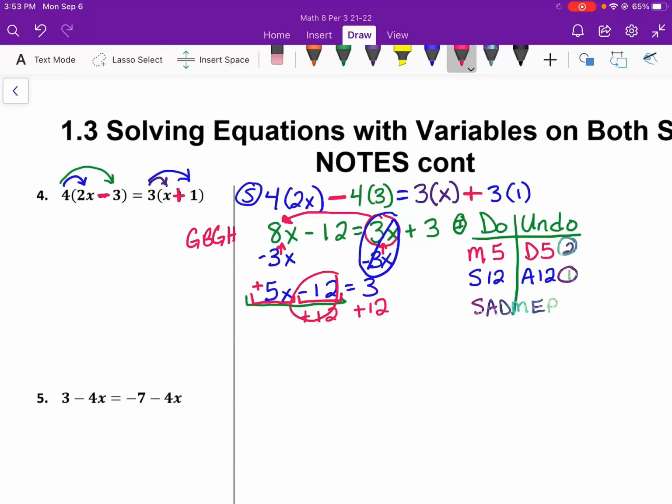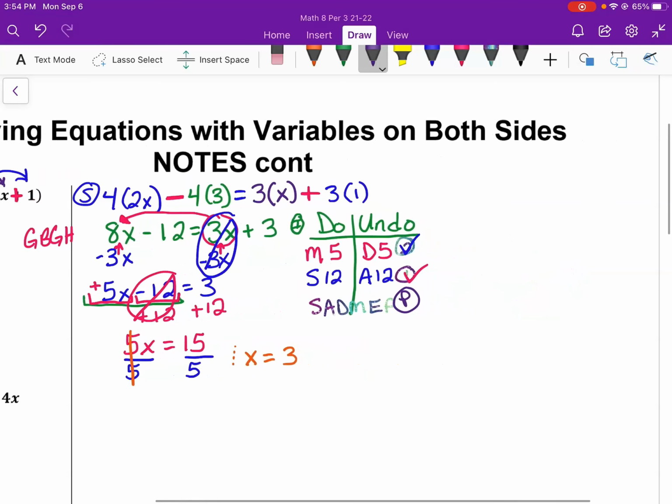So I'm going to add 12 to both sides. Both sides. These guys are opposites. This gives me 15. Check mark. Then I'm going to divide both sides by 5. Any number divided by itself gives me a 1. And 15 divided by 5 is 3. Oh, that was my perform step, sorry. And then final step, check step.